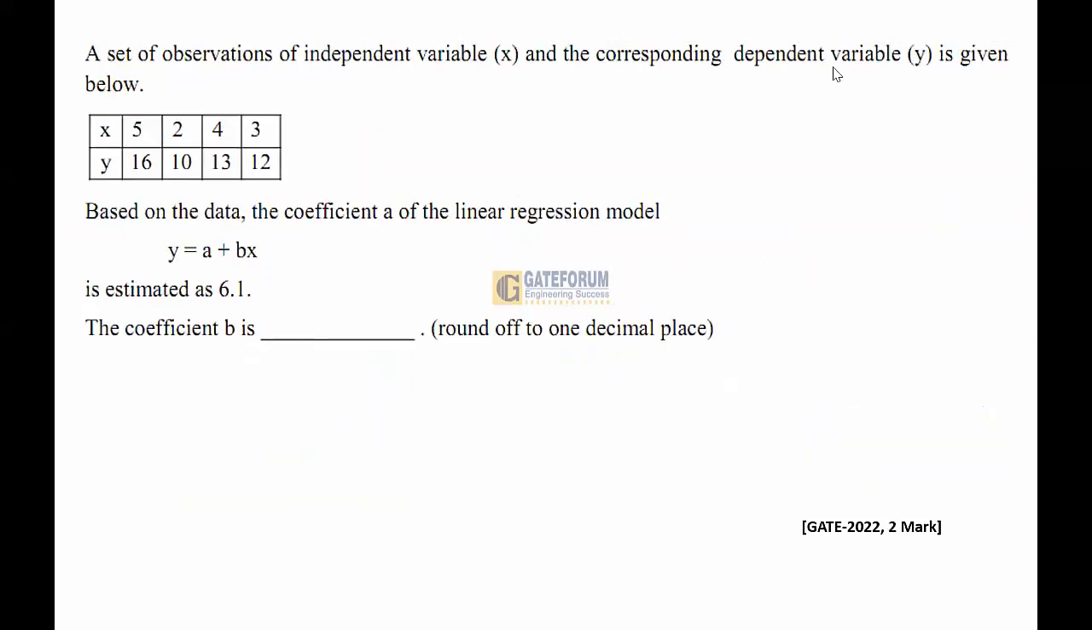The question says, a set of observations of independent variable x and corresponding dependent variable y is given below. x, y: 4 data points given, 4 values of x, 4 values of y. Based on the data, the coefficient a of the linear regression model y is equal to a plus bx is estimated as 6.1. The coefficient b is dash. This is from engineering mathematics, from the topic probability and statistics, and from the regression model, linear regression.